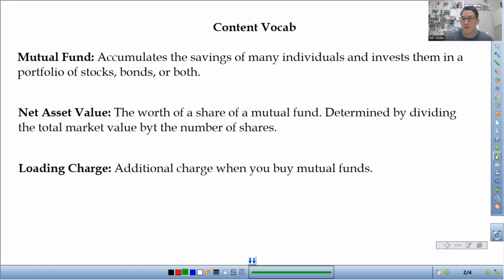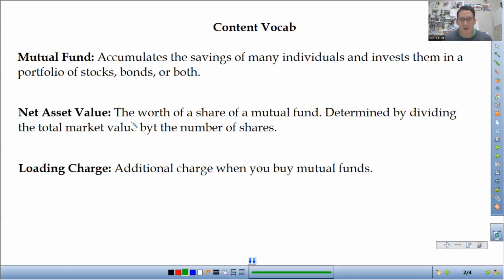Even though a mutual fund itself is a bit diversified, because it is a collection of stocks and bonds, so you're not just investing in one individual stock, it's still smart to spread your money out to different mutual funds, because they can be high risk or low risk.